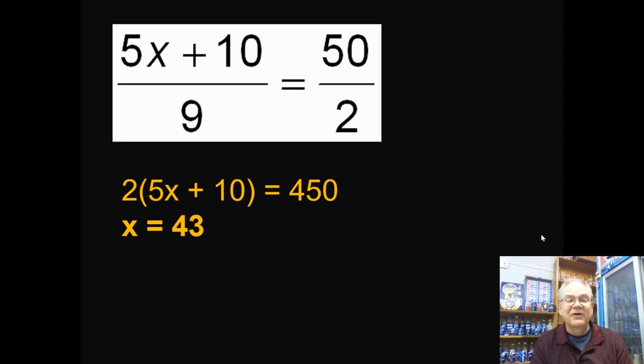In this case, you would cross multiply. We're going to get 10x plus 20 equals 450. You'd have to subtract 20 and divide by 10, and indeed you do get 43 for the answer.